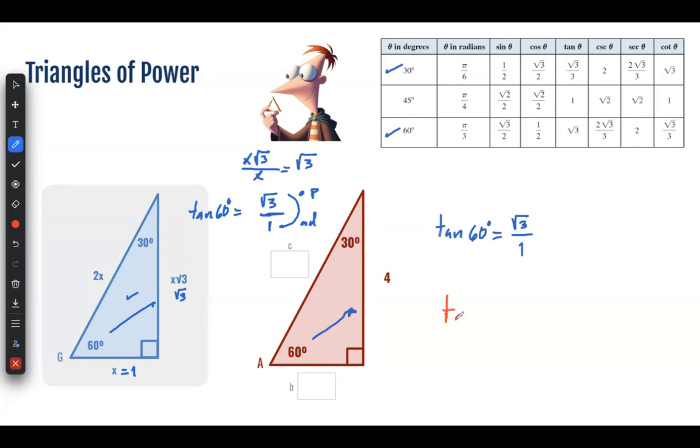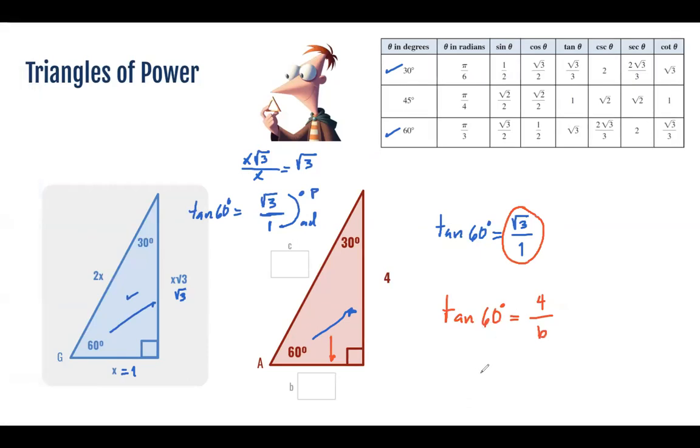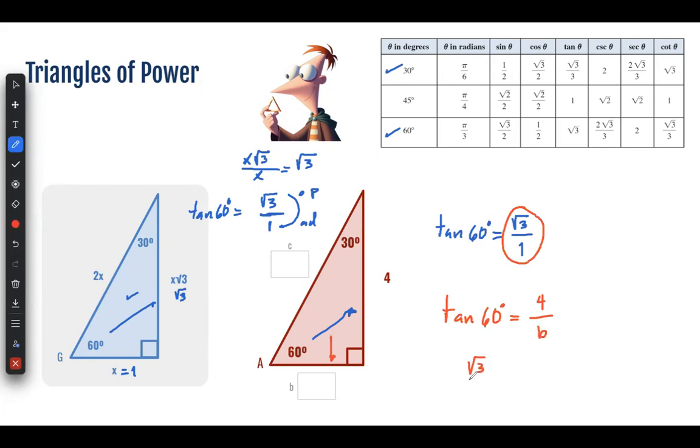So for this triangle down here, I can also say that tangent of 60 degrees has to be equal to the opposite divided by the adjacent. So I can say 4 divided by b. And I can simply substitute the value that I already know from the original triangle where I have the ratios. So I can say the square root of 3 over 1 has to be equal to 4 over b. So what I'm gonna do now is I'm gonna solve for b.